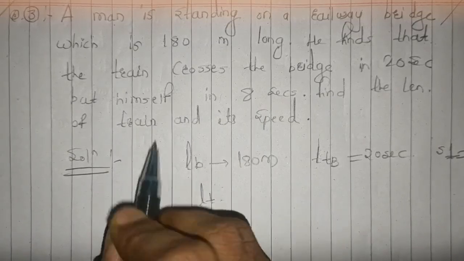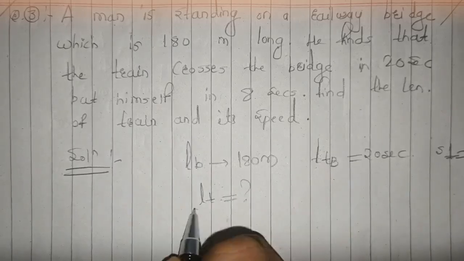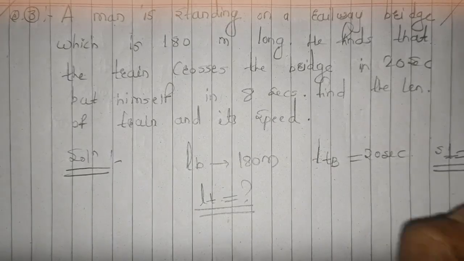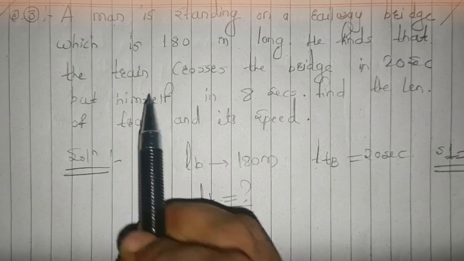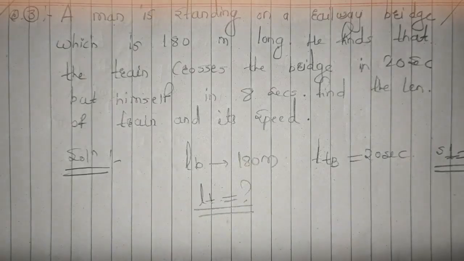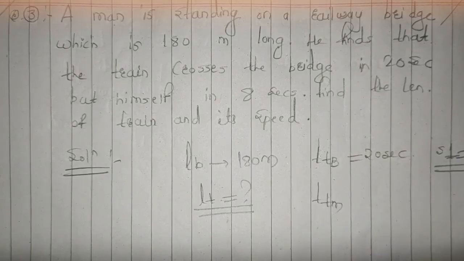Find the length of the train here. That is what we need to find out, and the speed also we need to find out, right? And then what was the time that is required for the man? Time taken by the train to cross the man, which is 8 seconds.